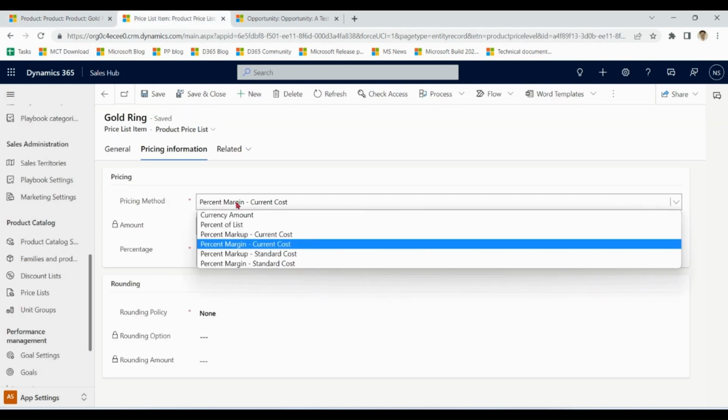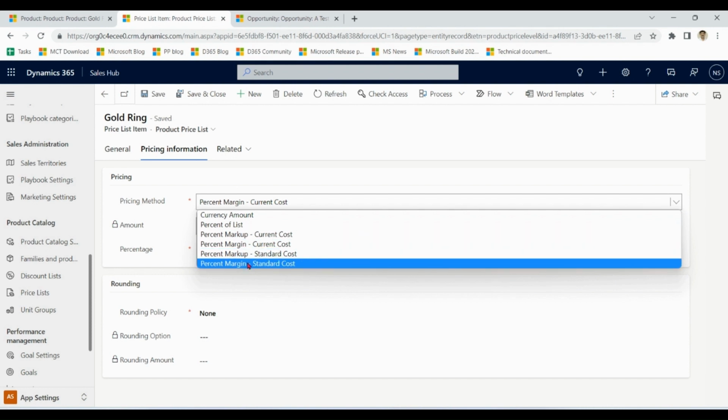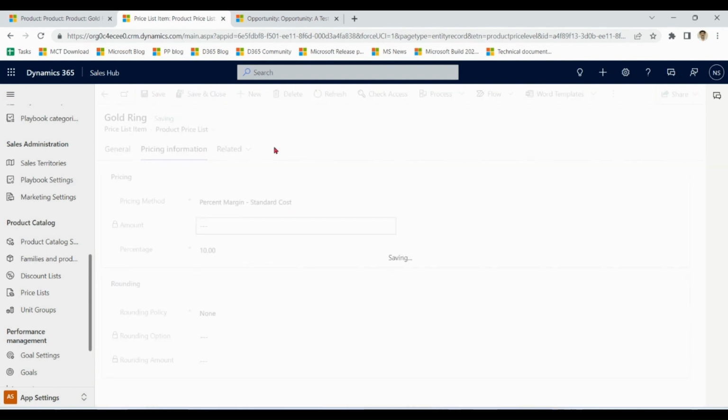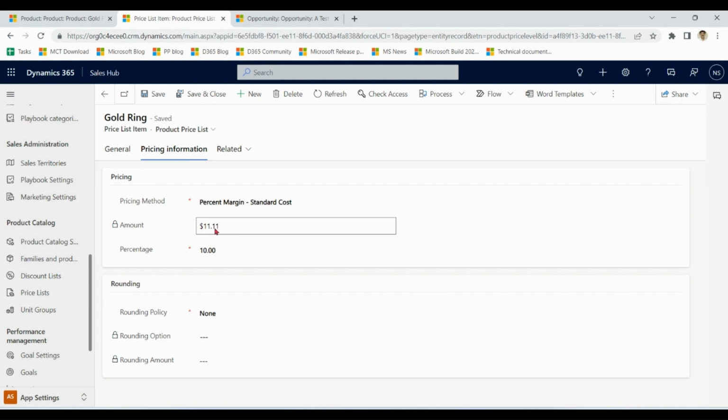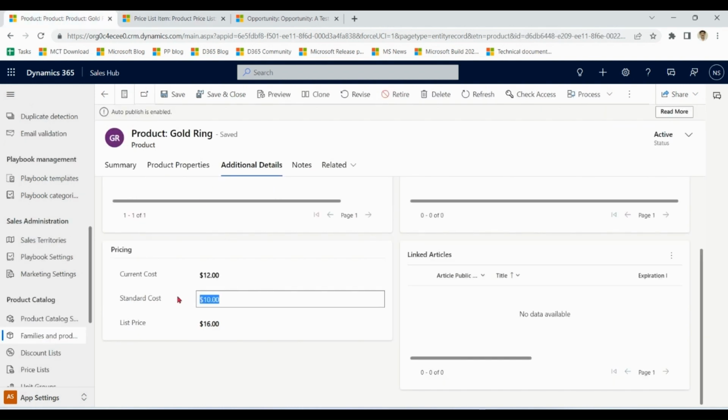Similarly, percent margin and standard cost, 11.11. 10% of 11.11 is 1.11. This minus 1.11 is 10. So the standard cost.